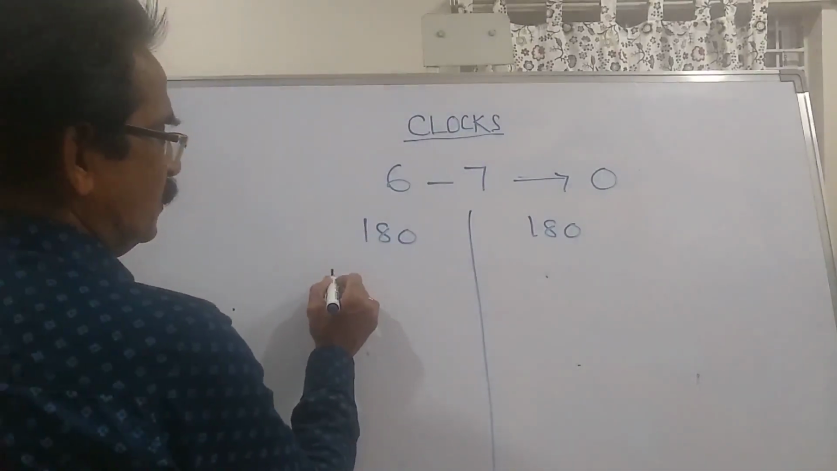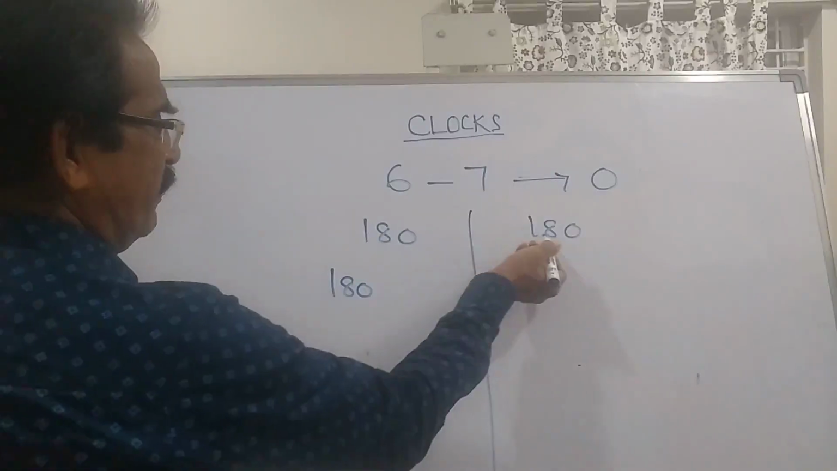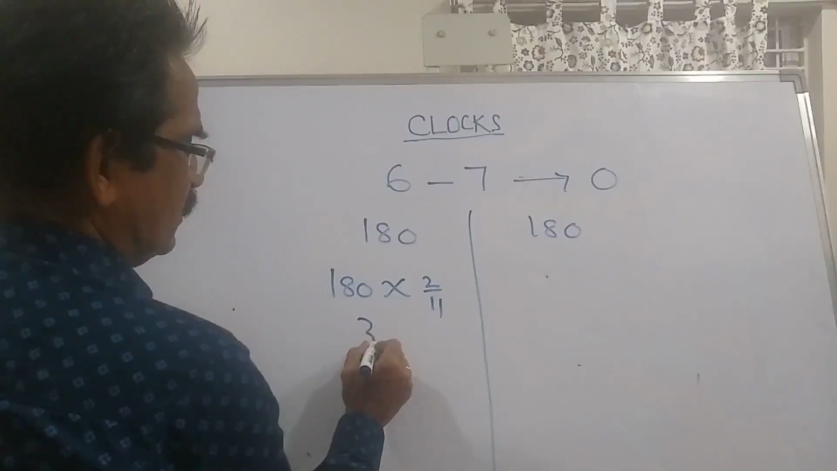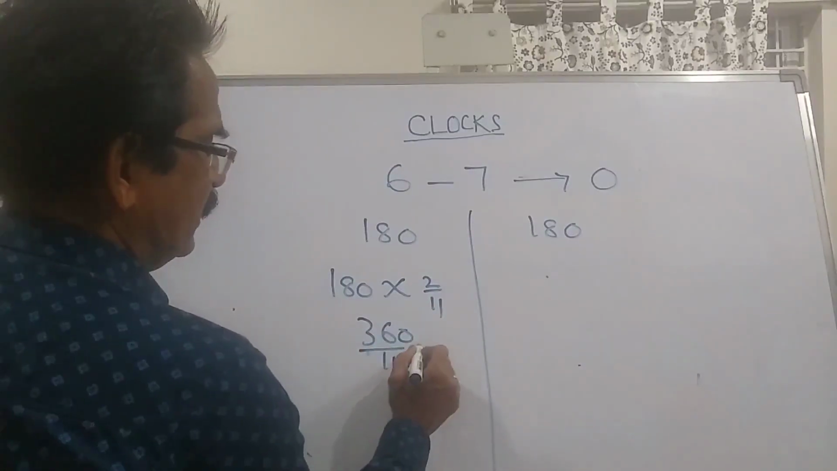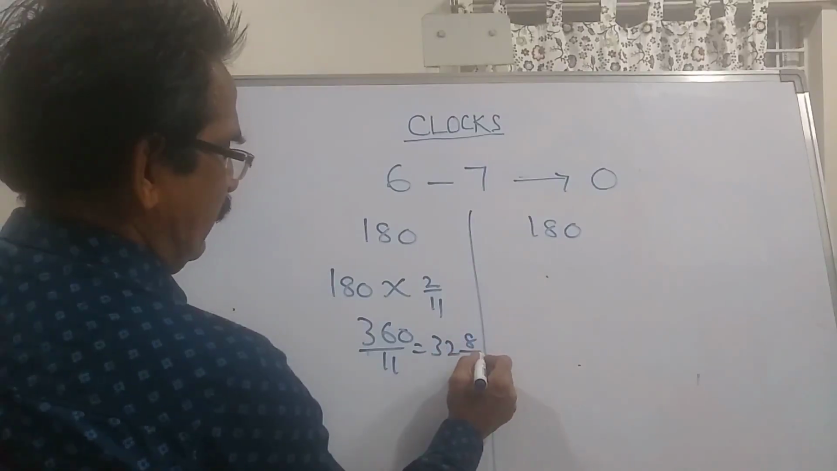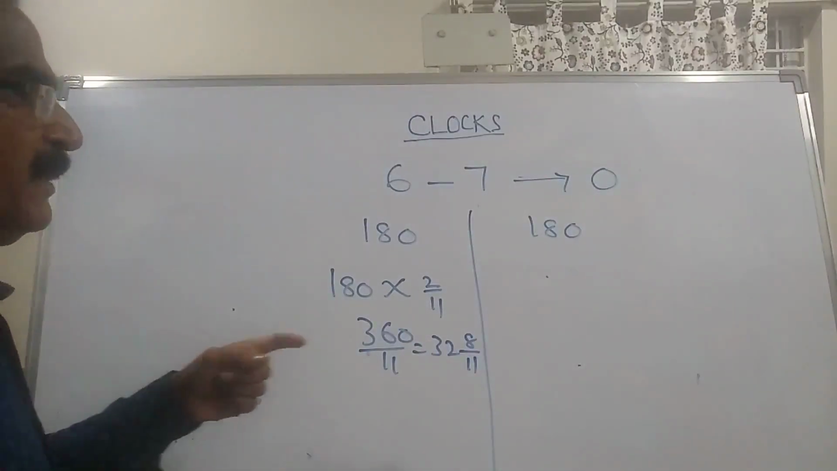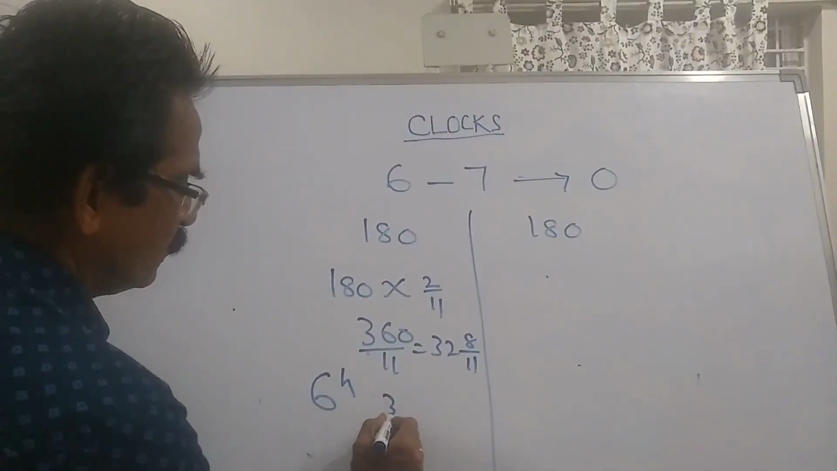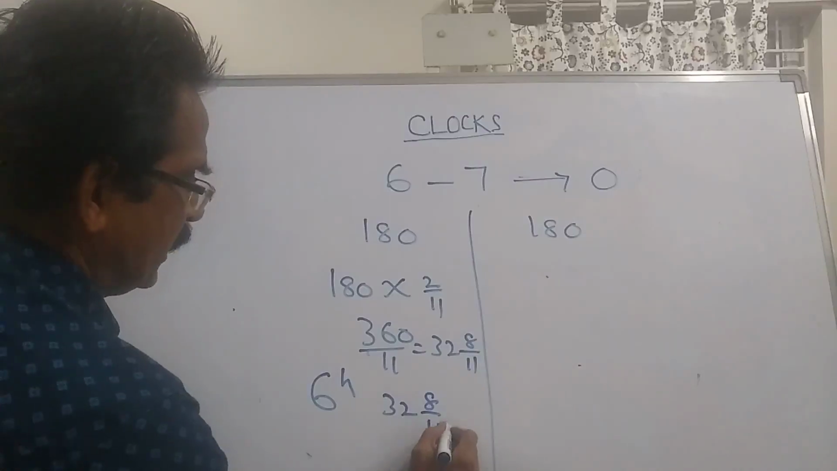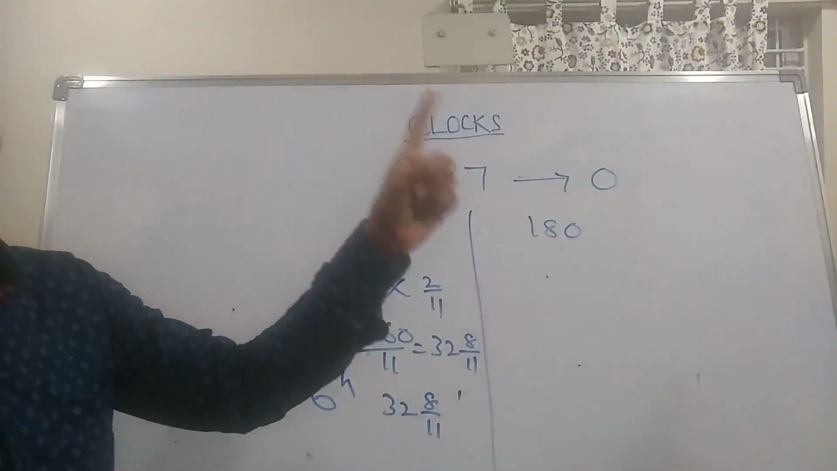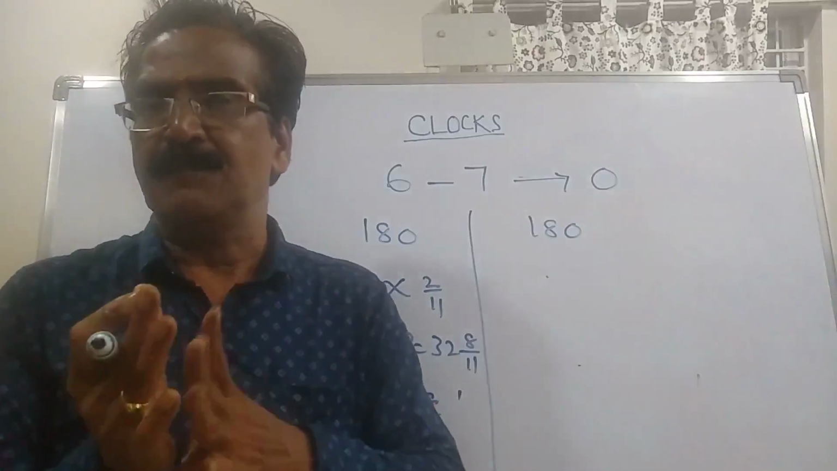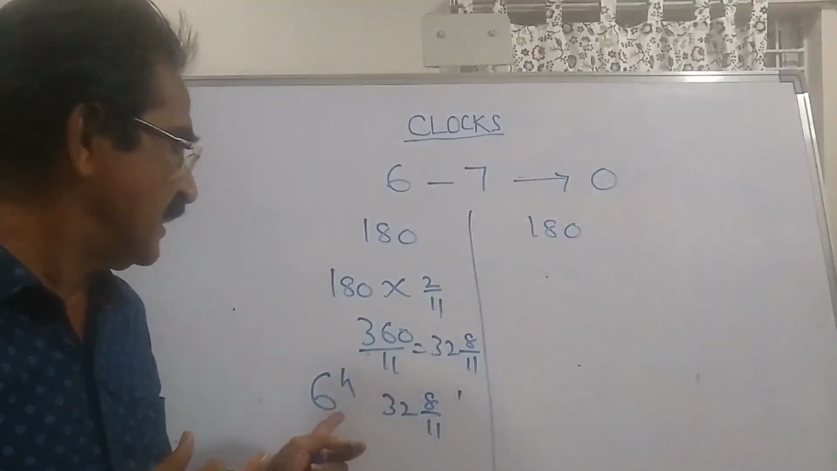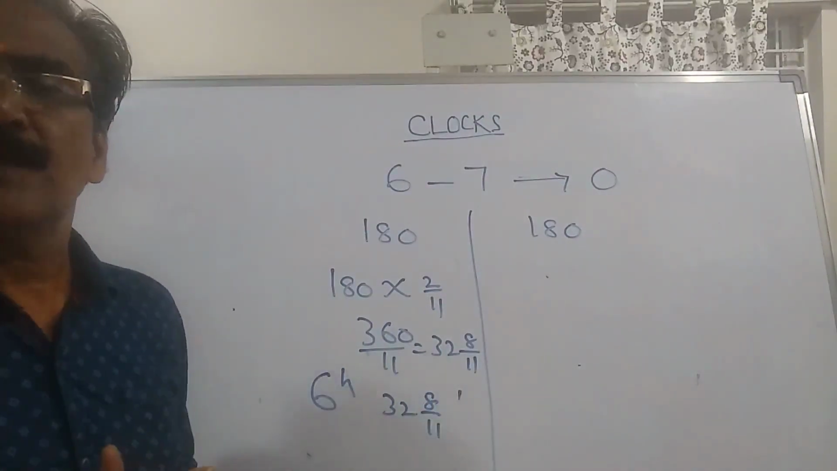So 180 into 2 by 11. 180 minus 0 is 180, 180 plus 0 is 180. So the same 180 into 2 by 11. That is 360 by 11, which is 32 8 by 11. 11 3s are 33, 11 2s are 22, leaving 8 by 11. That is 6 hours 32 8 by 11 minutes. Between 6 and 7, the hands are coincident at 6:32 8 by 11.